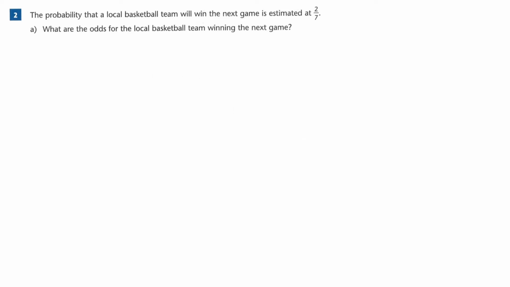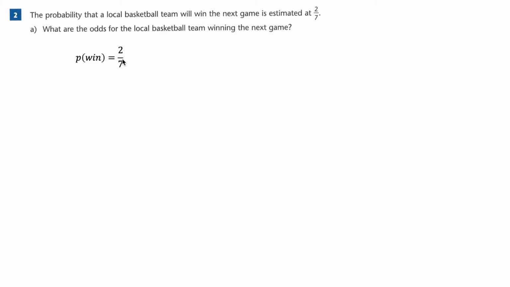Question number 2. The probability that a local basketball team will win the next game is estimated at 2 out of 7. What are the odds for the local basketball team winning the next game? Remember that odds is the probability of winning divided by the probability of not winning.